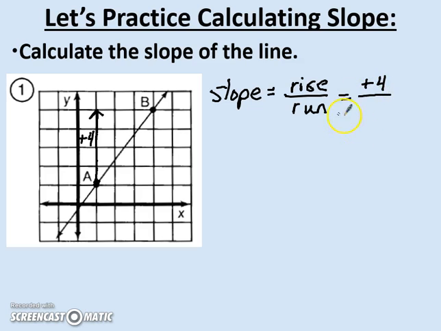Now I need to determine how much I'll run. Well, I know I'm going to be moving to my right, so that's a positive run movement. 1, 2, 3 blocks. So I went positive 3 to the right. So my ratio is positive 4 to positive 3. Now, a positive divided by a positive makes a positive, and 4 over 3 cannot be reduced, so my slope is 4/3. This is an example of a positive slope that results in a fraction.